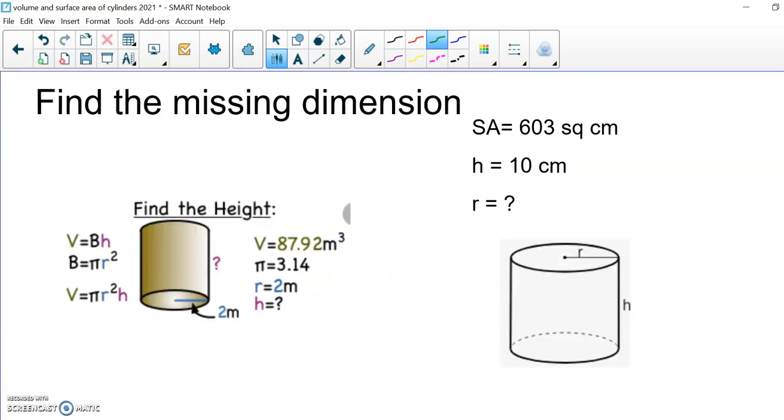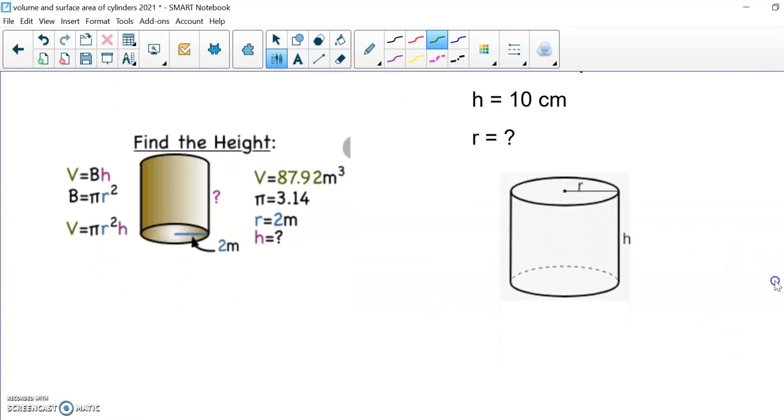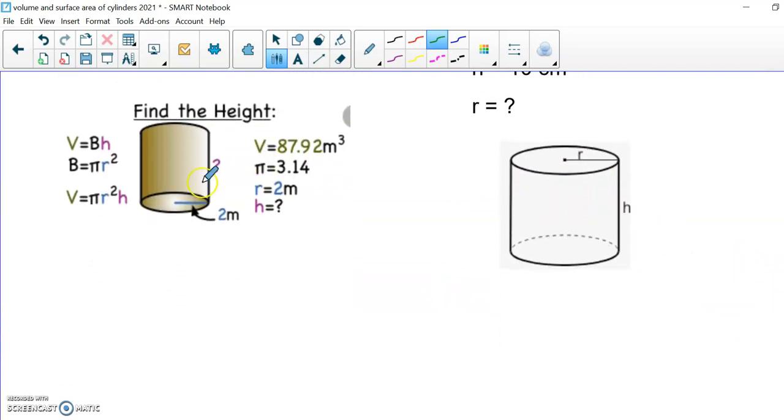All right, let me do a couple backwards ones just to make it more interesting. That gets boring doing a couple of those. Let's go backwards. This time we're given the volume and we're missing the height. So remember, the volume formula is the area of the base times the height. Our base is a circle, so it's pi r squared times the height. Let's substitute everything they give us.